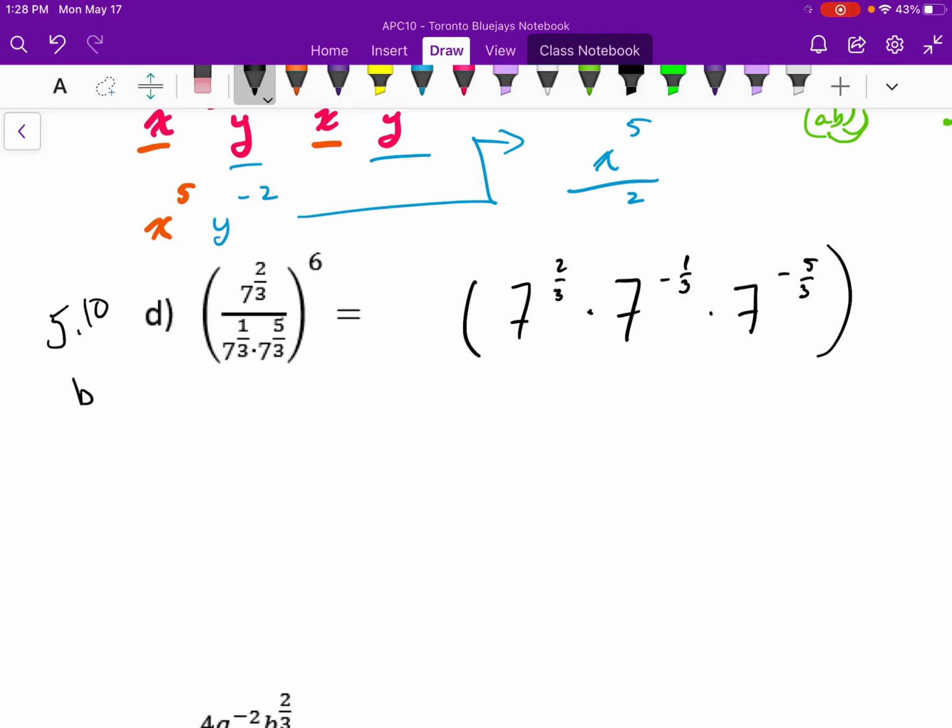I saw a whole bunch of exponents in the denominator. I'm going to bring them up to the numerator just by making them negative. That is, take the reciprocal of them. All that to the power of 6. Now, it's really 7 to the power of 2/3 minus 1/3 minus 5/3, all to the power of 6. So I'm dealing with that exponent. 2/3 minus 1/3 minus 5/3, really that's negative 6/3 minus 2. So I have 7 to the power of negative 4/3, all that to the power of 6.